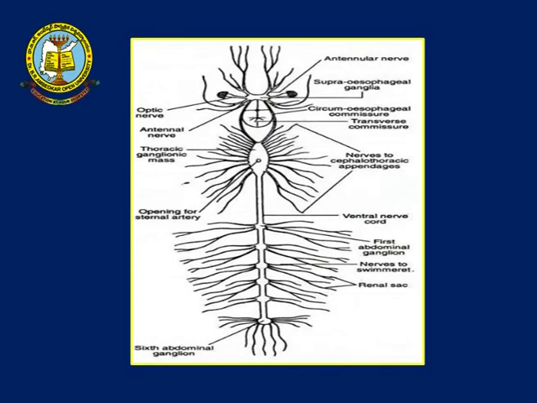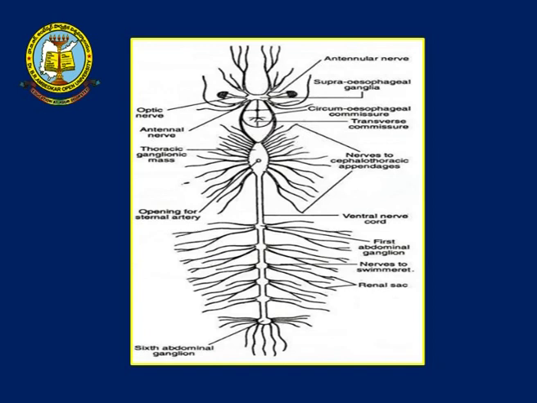So, if you can see in this, when I talk about the peripheral nervous system a little bit in detail, the supraesophageal ganglion gives rise to different nerves, that is the antennary nerve, the antennulary nerve, and also the antennulary nerves branch to form the statocystic nerve over there.